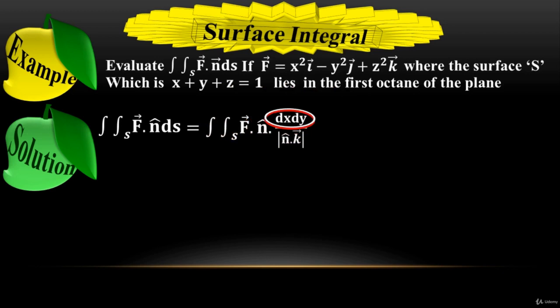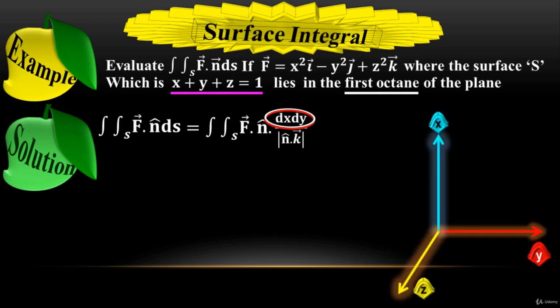Why do I put dx times dy? Because the question says that the surface, which is x plus y plus z equals 1, lies in the first octant, where the first octant is the first quadrant of xyz space. It is the xy plane, and therefore I put dx dy. Perpendicular to xy is z. The unit vector of z is k, and therefore I put n dot product k here.